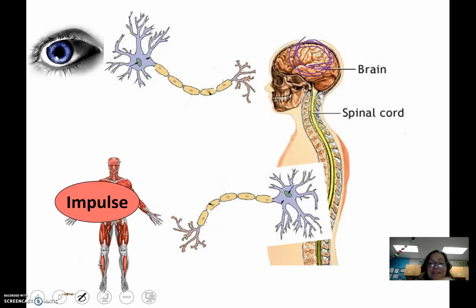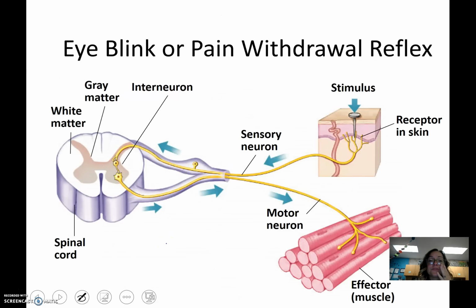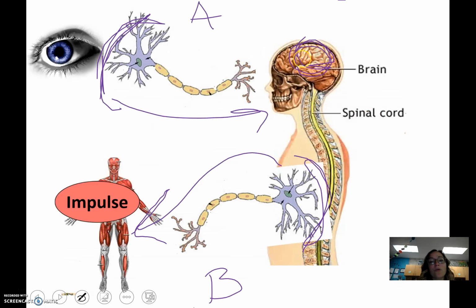Now you notice my dendrites here are facing in opposite directions. And that's because this neuron at the top, we'll call it neuron A and neuron B. A is receiving information through its dendrites and sending it to the brain and spinal cord, where here the motor neuron, neuron B, is receiving information from the brain and spinal cord and sending it to the muscles and the glands.